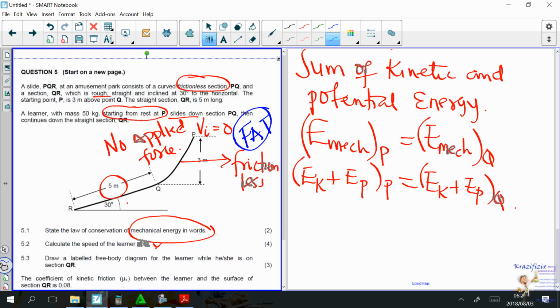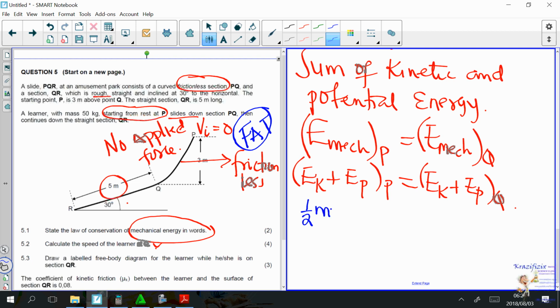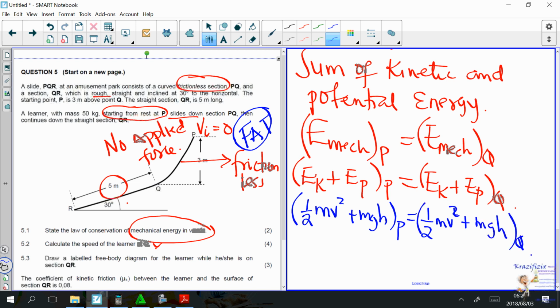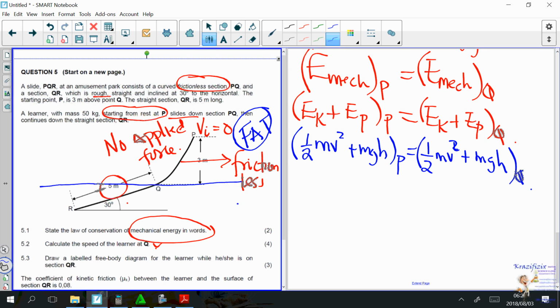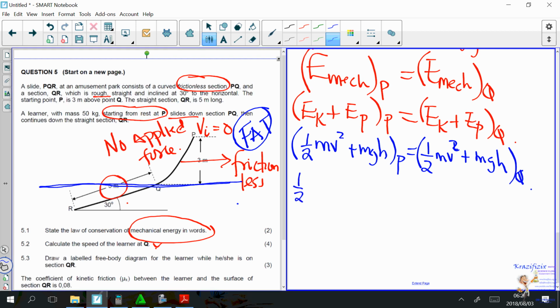Now, let's see. What is my kinetic energy? It's half mv squared plus mgh at point P equals half mv squared plus mgh at point what? Q. Now, guys, I am going to use my Q as my point of reference. This has always been quite challenging for some learners. All right. Let's substitute. Half. What is the mass of the learner? 50. Initial velocity is what? 0 squared at P. Remember, at rest.